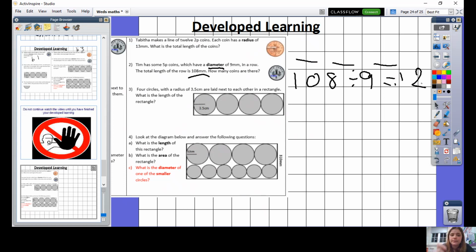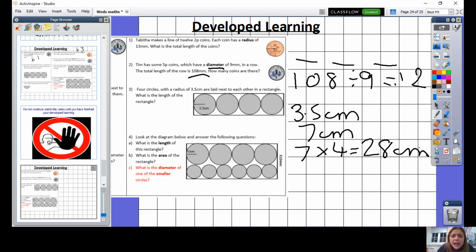12 coins will fit. 4 circles with a radius of 3.5 centimetres laid next to each other. What's the length of the rectangle? If the radius is 3.5 centimetres, the diameter is 7 centimetres. 7 centimetres times 4 is equal to 28 centimetres.